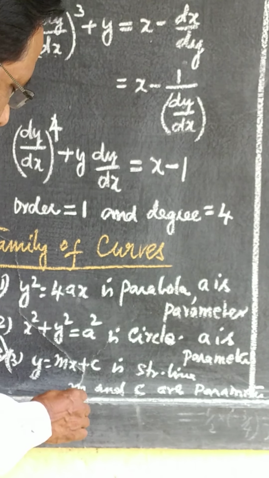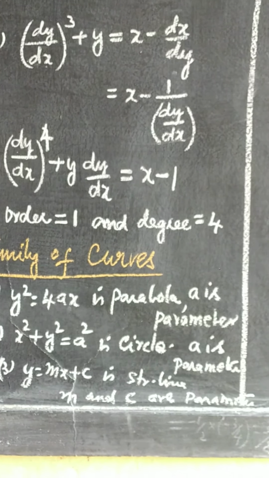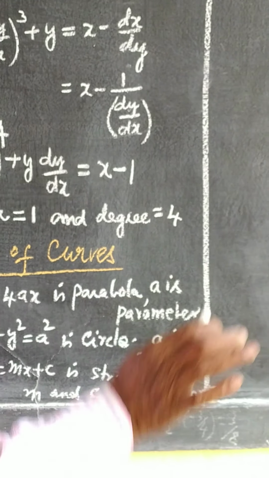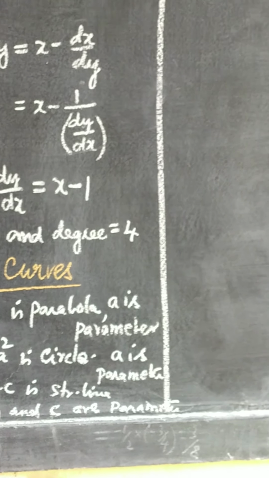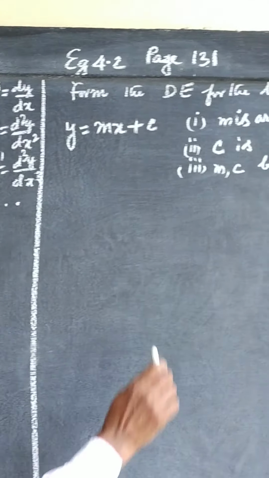Here, what are the arbitrary constants? m and c are parameters. They may be also used as arbitrary constants in the problems for finding formation of equation. Now, we shall see example 4.2 from page number 131.